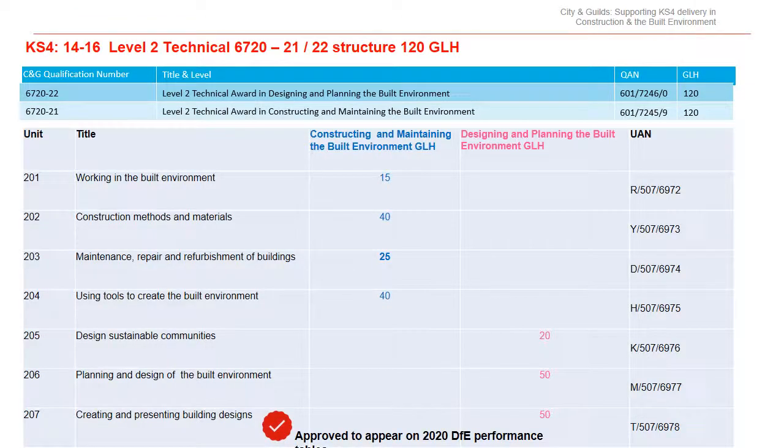As you can see on this slide, as I mentioned previously, there are two offers. Both are 120 GLH in size, equating to 1 GCSE. The constructing and maintaining the built environment consists of 4 units, as shown on the slide, and the design and planning built environment consists of 3 units, as you can clearly see. They are approved to appear on the 2020 DFE performance tables.